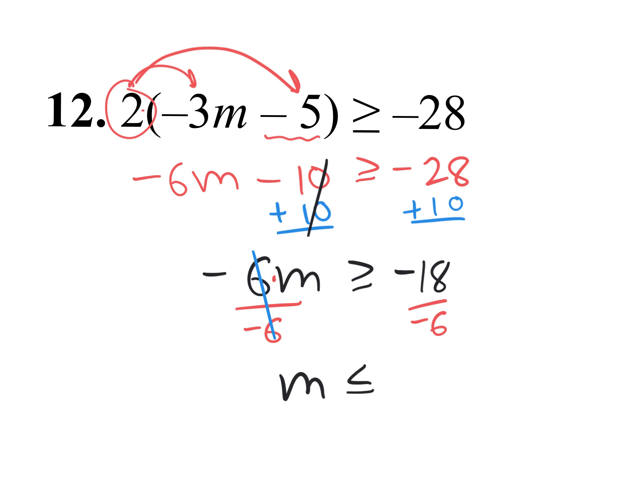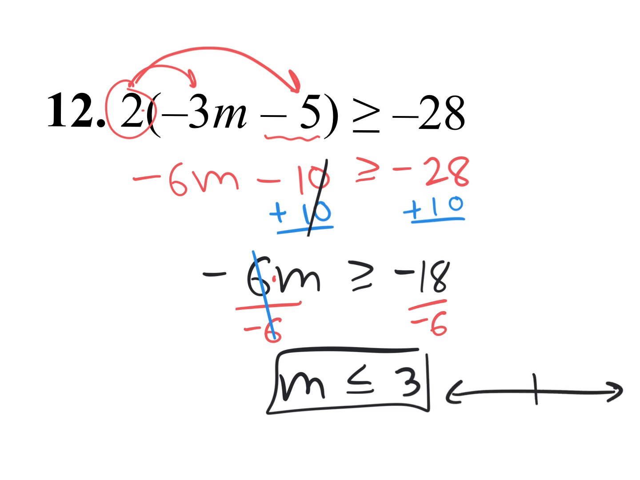Once again, if you multiply or divide by a negative on your last step, this is our last step. We did divide by a negative on our last step, so you have to flip the inequality symbol. The greater than or equal to symbol becomes a less than or equal to, right? And negative 18 divided by negative 6 is a positive 3. So there's your answer. m is less than or equal to 3.